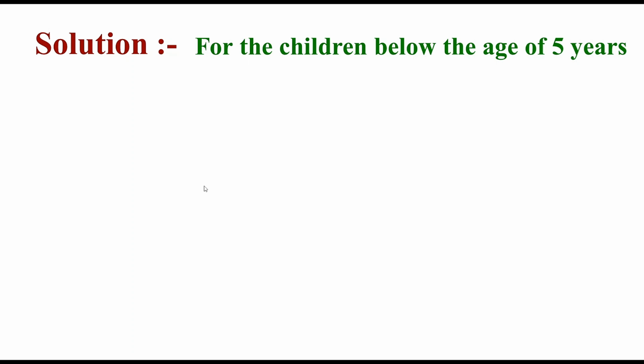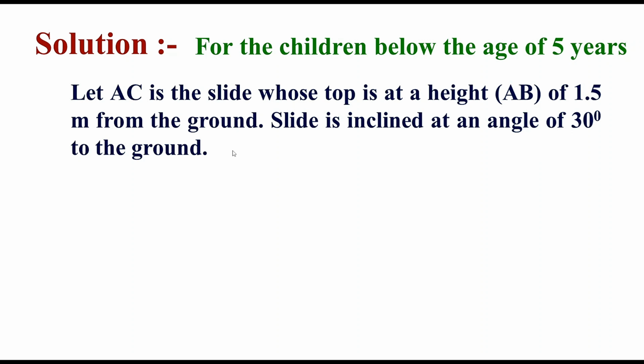To solve the question, for the children below the age of 5 years, let AC is the slide. Here we can see that AC is the slide whose top A is at a height of 1.5 meter. Here AB is 1.5 meter from the ground. Point B is on the ground and the top A of the slide is at a height of 1.5 meter from the point B.